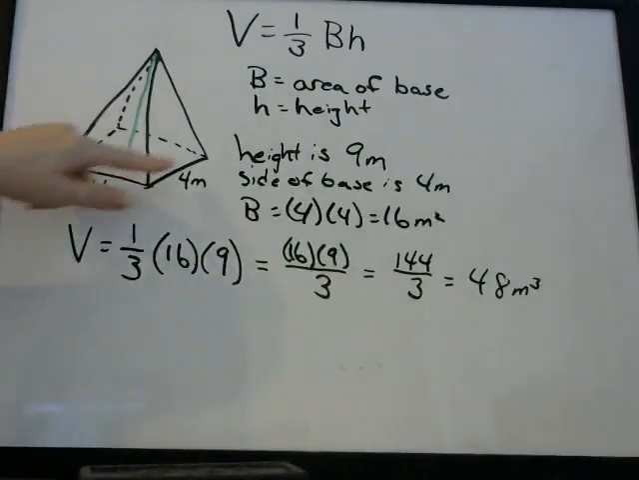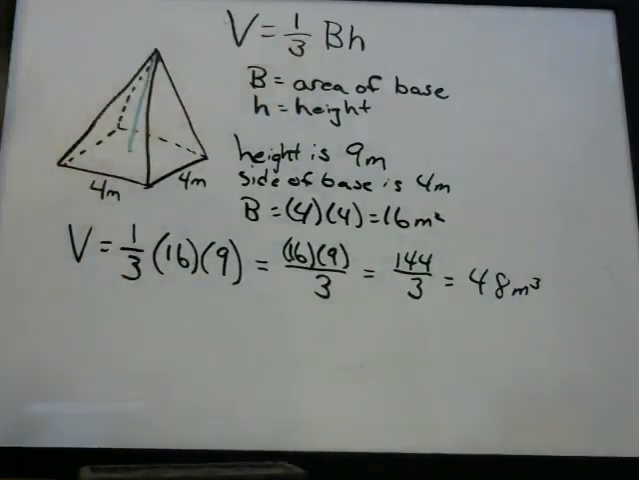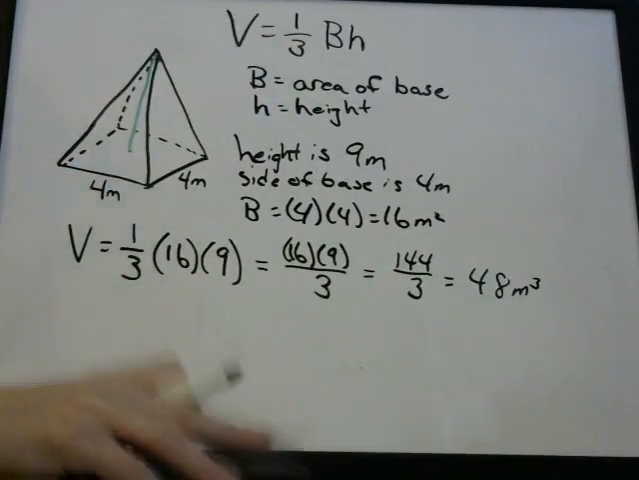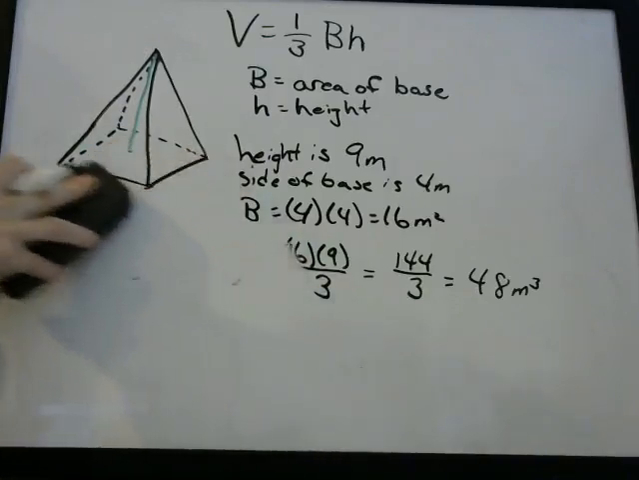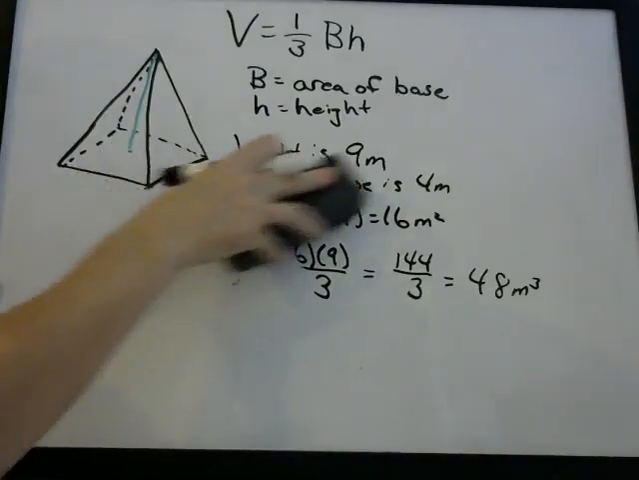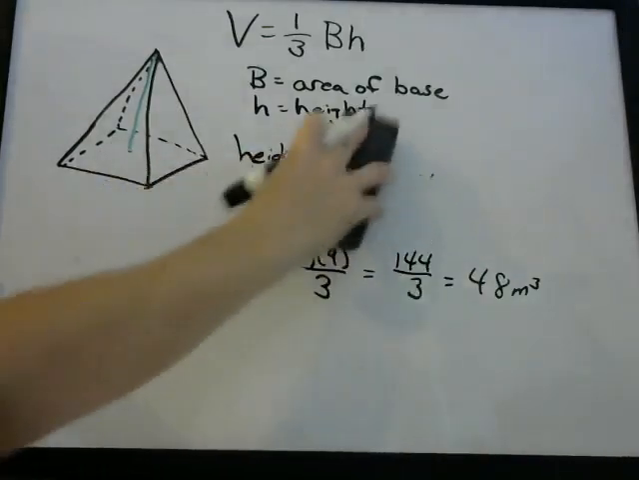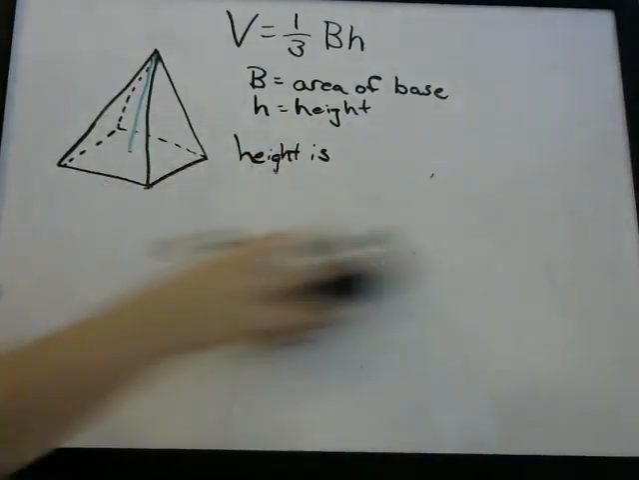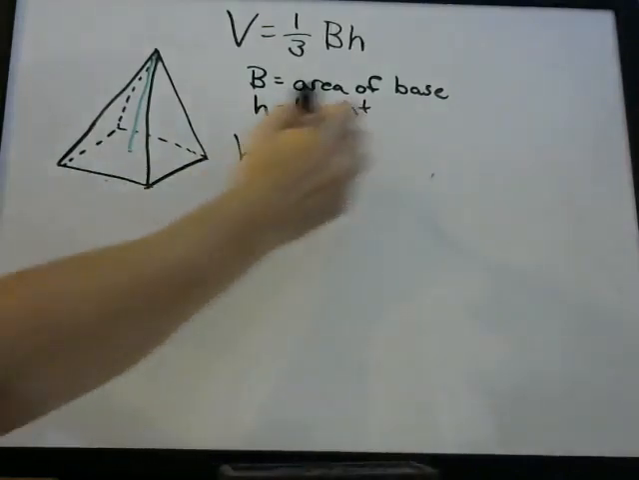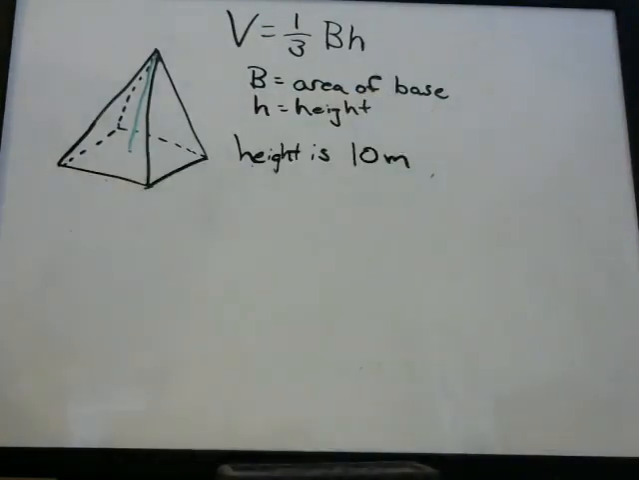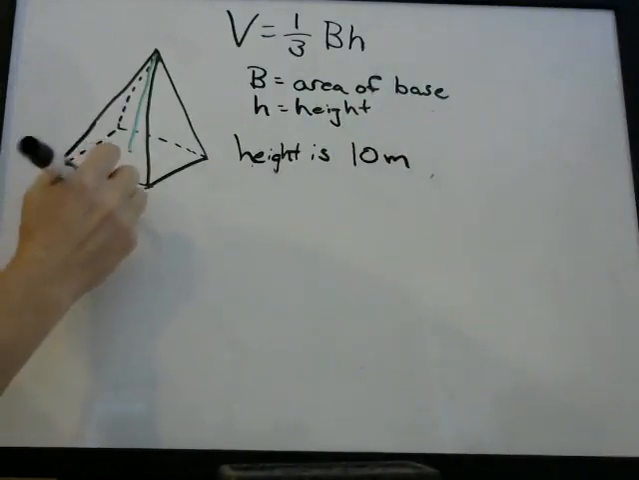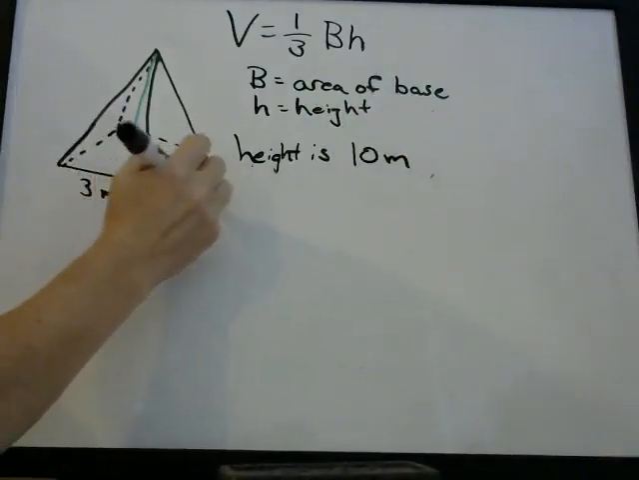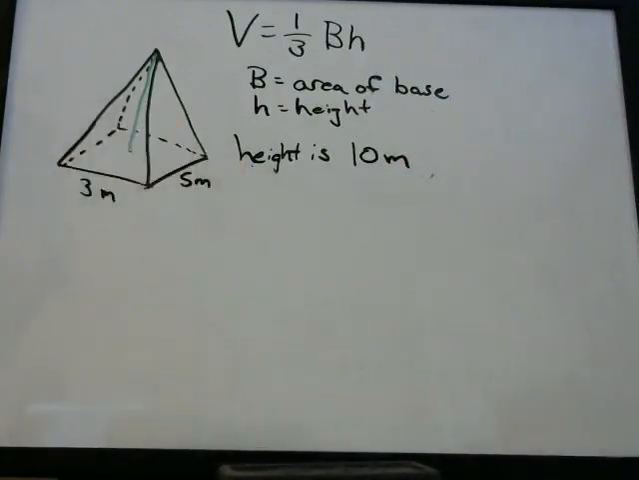So regardless of the shape of this base, it's the same formula. So let's say we don't have a square base, we have a rectangular base. And they tell us that the height of this pyramid is 10 meters. And the sides of the base are 3 meters by 5 meters. So we have a rectangle. We don't have a square.